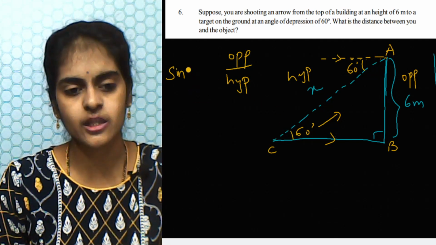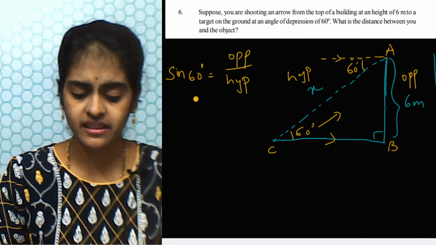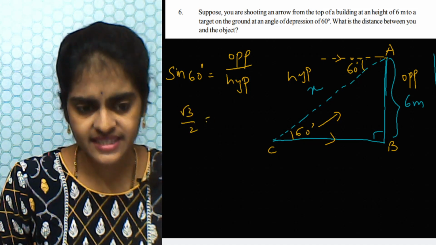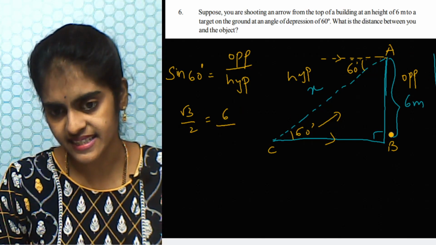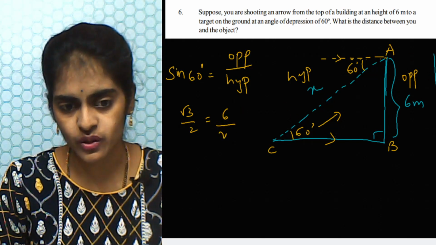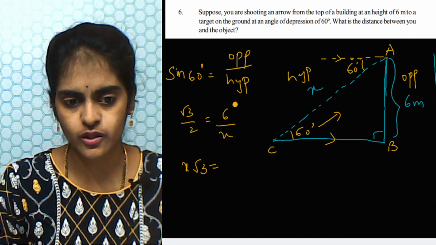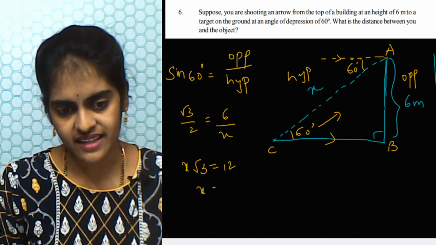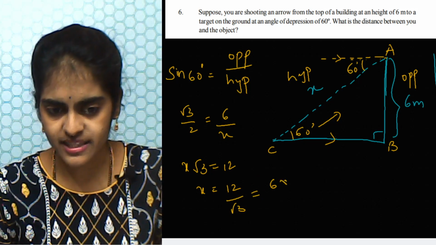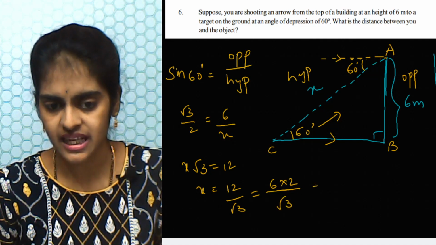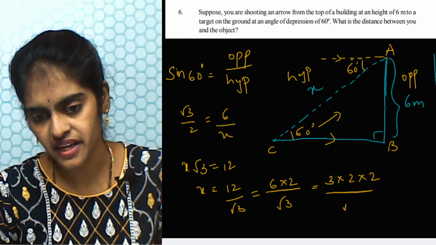The sine of angle 60 you will take because the reference angle is 60 degrees here. So sine 60, which is root 3 upon 2, is equal to the opposite side, which is AB, 6, divided by the hypotenuse, which you don't know, let us take it as x. Just cross multiplication: x root 3 is equal to 2 sixes are 12. So x is equal to 12 by root 3. This 12 I can write as 6 twos are 12, divided by root 3. Again, the 6 I can write as 3 twos are 6, and we have another 2, divided by root 3.